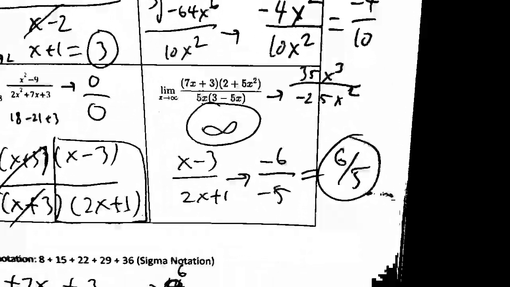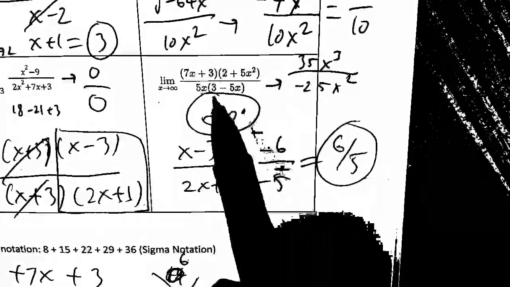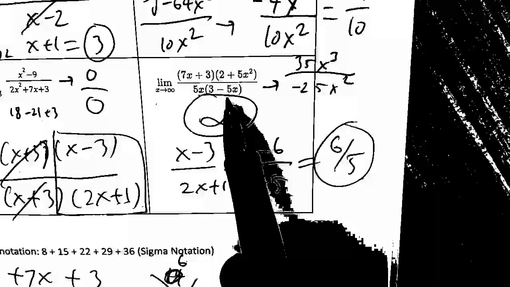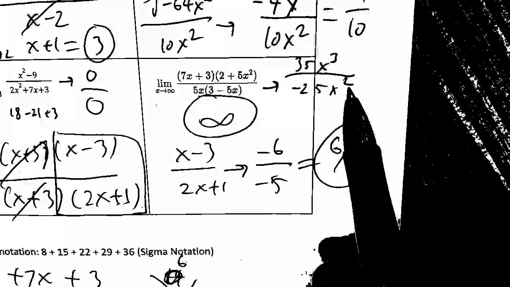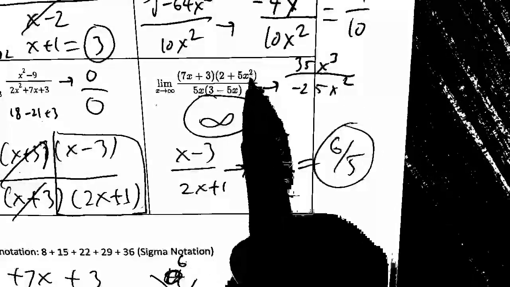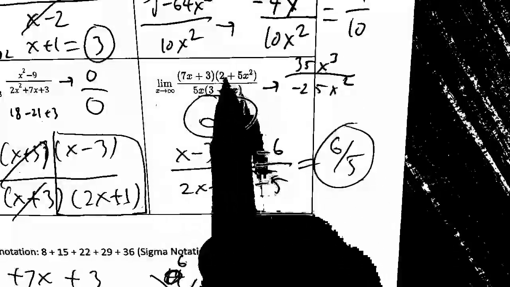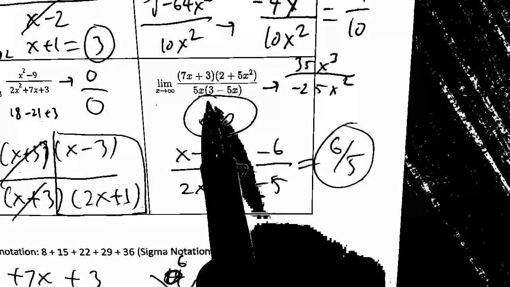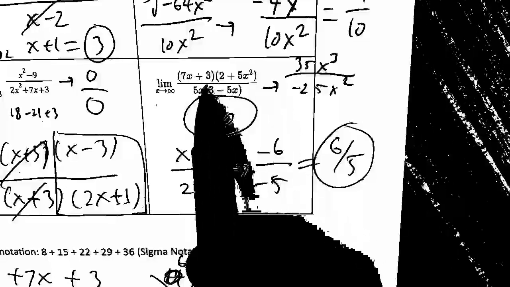Here, again, it's not multiplied out, so we have to do that ourselves. So 5x times negative 5x would be negative 25x squared, and 7x times 5x squared would be 35x cubed. I don't care about the other multiplication because those don't matter. It's only the biggest terms that matter.